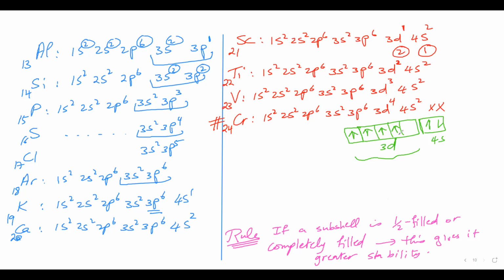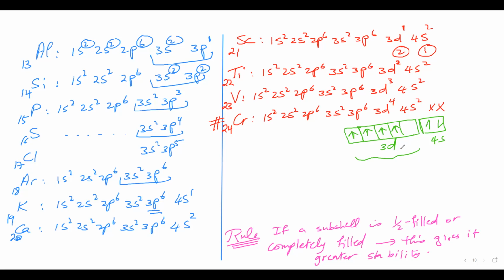We said each room takes 2, isn't it? Every orbital can take 2 electrons. We have 5 orbitals, 5 rooms, but each room can take up till 2 electrons. So how many electrons altogether can be taken by the 3D? Yes, excellent. It can take 10 electrons.